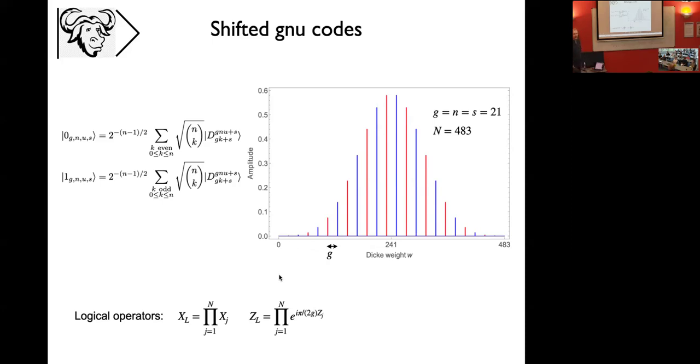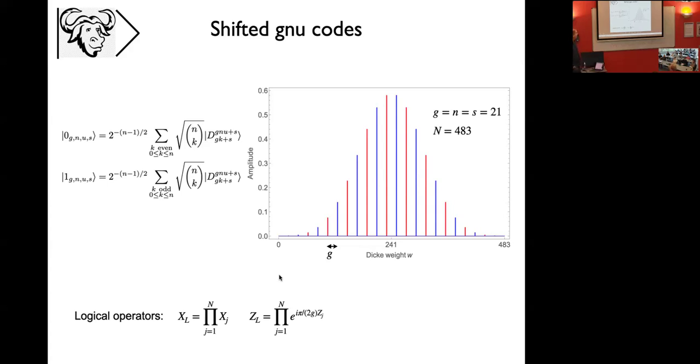So maybe you've seen binomial codes before. These are frequently looked at in terms of encoding in continuous variable degrees of freedom. Also, if you've seen GKP codes, you know that when you make them physical with some finite amount of squeezing, you tend to get these things that have this binomial distribution. So it's somewhat reminiscent of those codes.